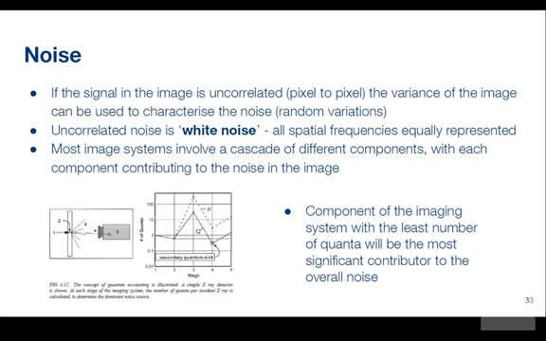What we find is that the limiting factor on an imaging system like this is the stage in the system which has the lowest number of quanta. We call this the quantum sink because it's just where we lose a lot of information. It defines the noise in our image effectively. So the component of the imaging system with the least number of quanta will be the most significant contributor to the overall noise. So we want to try and limit the losses at every stage of our imaging system.